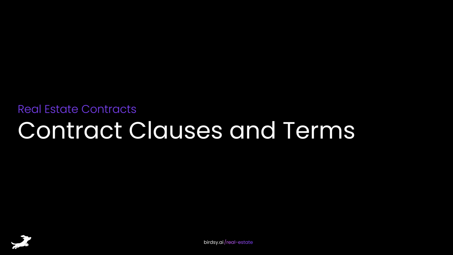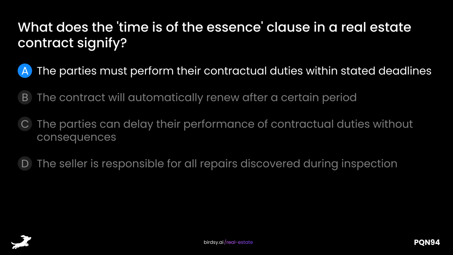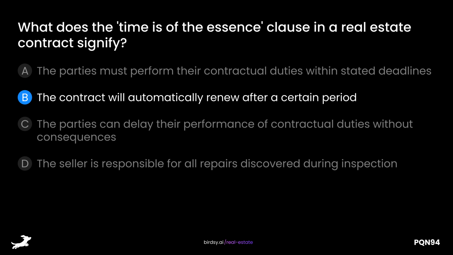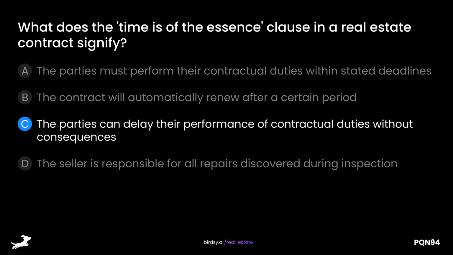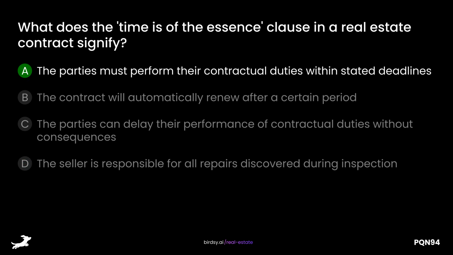Contract clauses and terms. What does the time is of the essence clause in a real estate contract signify? Is it A, the parties must perform their contractual duties within stated deadlines? B, the contract will automatically renew after a certain period? C, the parties can delay their performance of contractual duties without consequences? Or D, the seller is responsible for all repairs discovered during inspection? The answer is A, the parties must perform their contractual duties within stated deadlines.